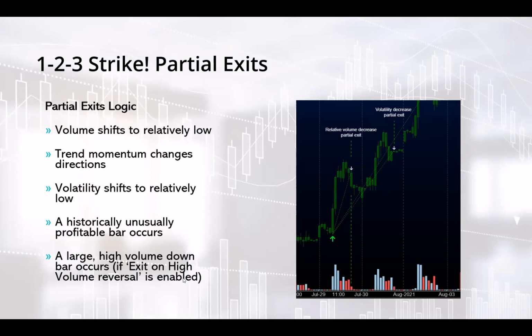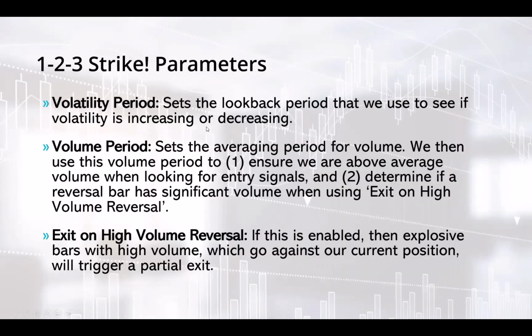All right. Now, there's one additional condition which we call exit on high volume reversal. So let's say we're positioned long, okay? And then in our long trade, a big down bar occurs, which has high volume. This typically is a warning sign that something is off, something's not feeling right. And we have this option built into the indicator as a parameter to close down the long trade if such a scenario happens, to take some risk off the market. All right. So this is the partial exit logic.